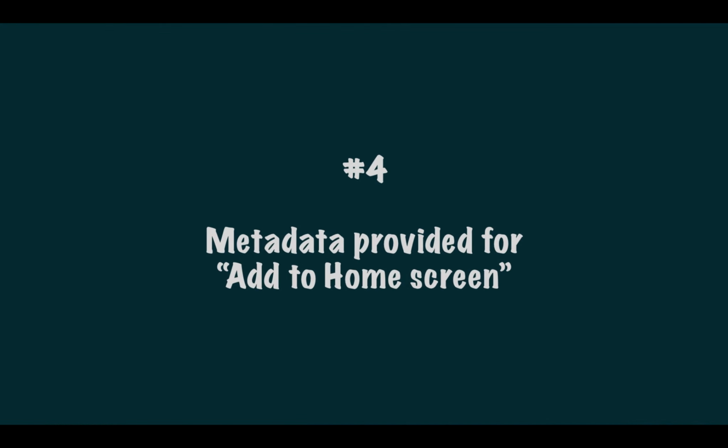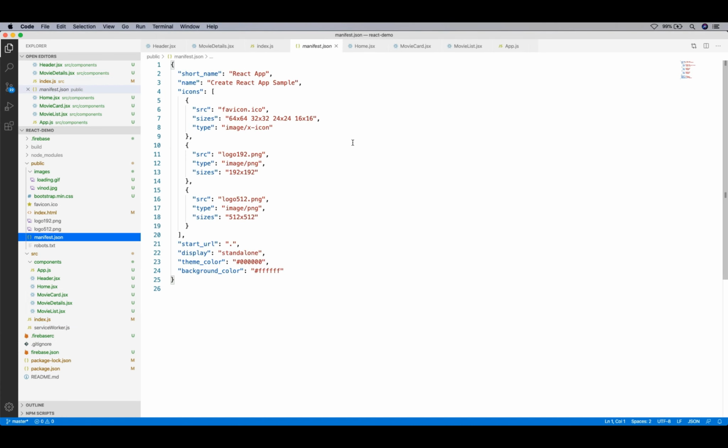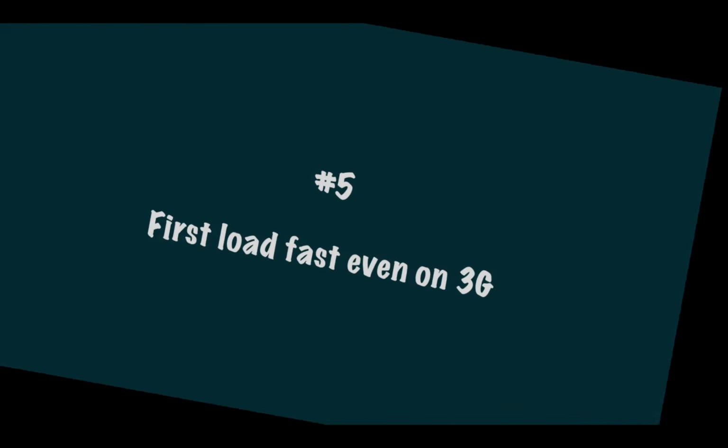Number 4, metadata provided for add to home screen. Once your service worker is enabled, you will automatically get the option to add your web application to your mobile device home screen, and that can be controlled by something called manifest.json. If you look at your application's public folder, there is a file here called manifest.json. Manifest.json contains some information that helps us customize the mobile experience for the user.